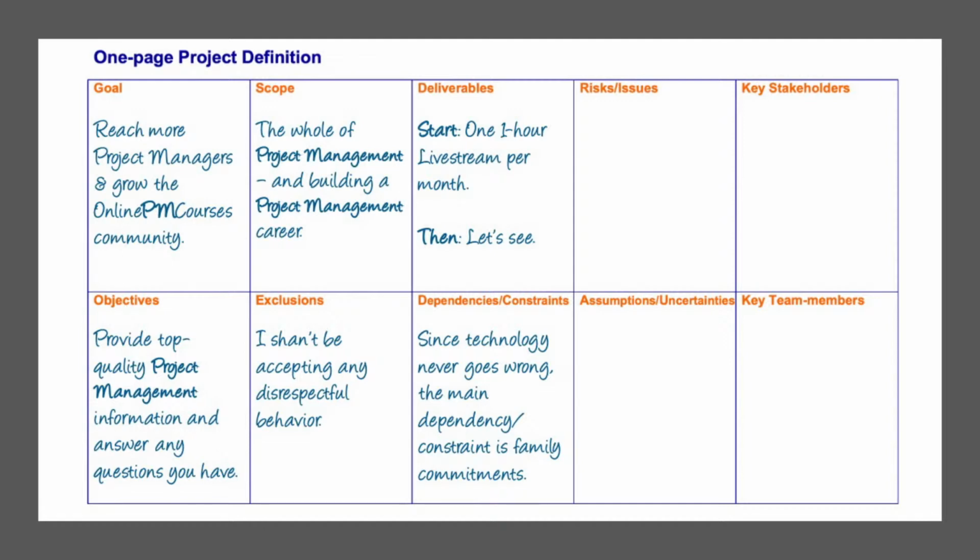I think the main constraint and dependency is family commitments. I've committed to doing this every Tuesday evening. Not every Tuesday evening, the first Tuesday of every month in the evening. As far as I can tell, my calendar's free for that, but there may come a time when I have to shift the timing or shift the week to allow for that.